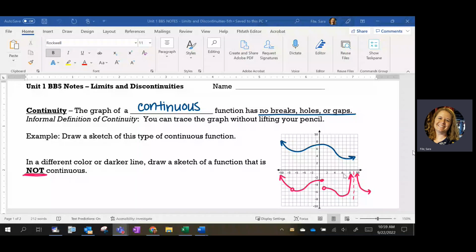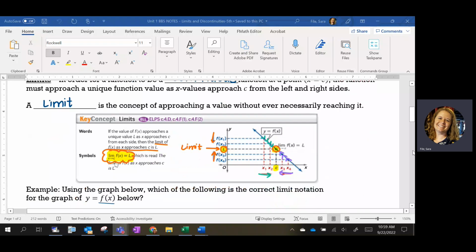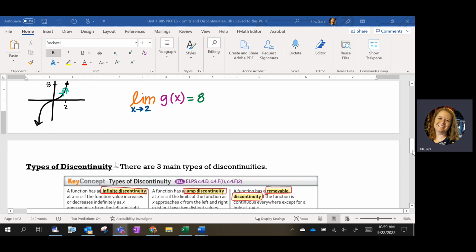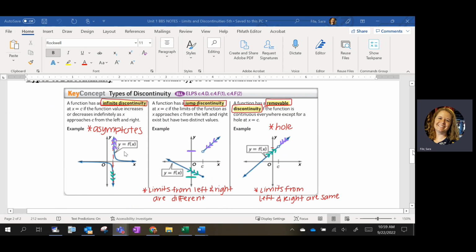Discontinuities, we talked about the difference in a continuous versus discontinuous function. Okay, we mentioned limits, and we looked at the limit notation and what a limit is. Remember, the limit is the y value that you're approaching as you approach a specific x value. So we did some examples with limit notation. And then we distinguished between the three types of discontinuities.